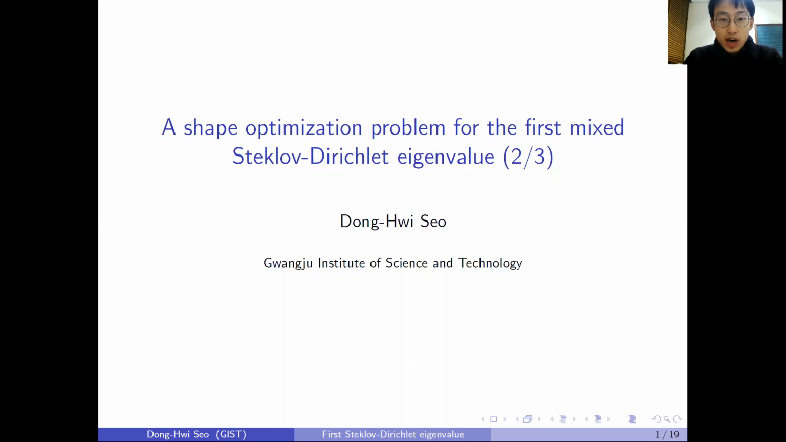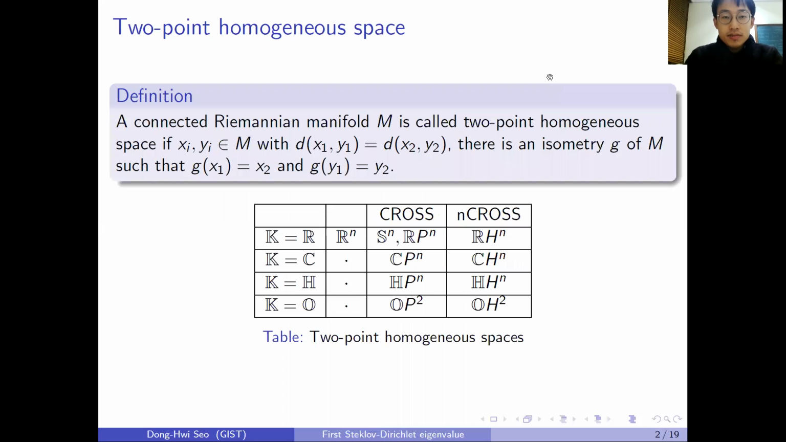In this video, I will give a proof of my theorem for non-compact rank 1 symmetric spaces and Euclidean spaces. And in the next video, I will give a proof of my theorem for compact rank 1 symmetric spaces. Let me briefly introduce the two-point homogeneous spaces.